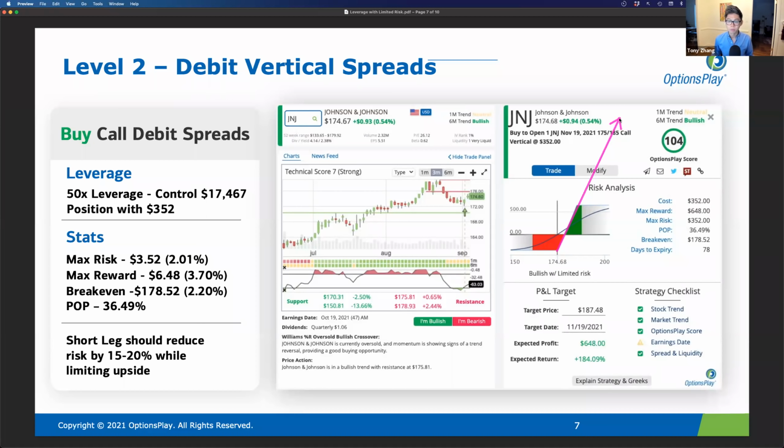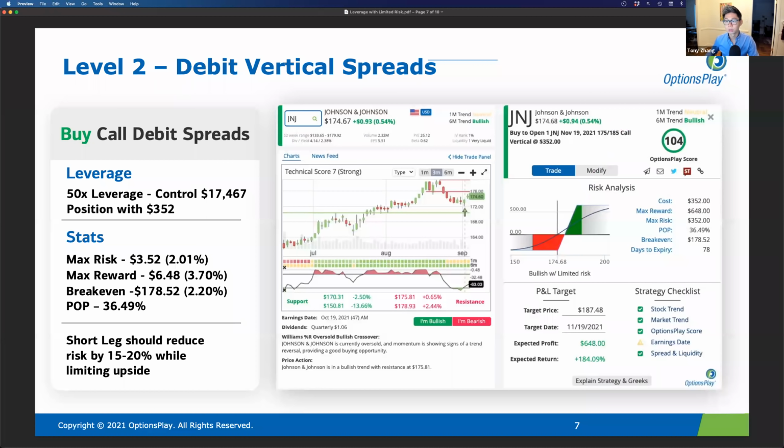There's no reason for me to pay for it. So options give me the flexibility, and this is the flexibility I was referring to earlier. Options give me the flexibility of selling off some of that upside in exchange for upside premium. So here, what I'm doing is I'm selling the 185 calls.